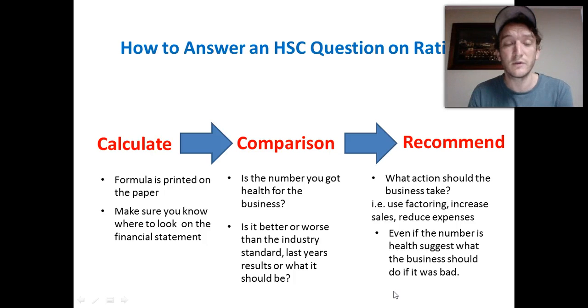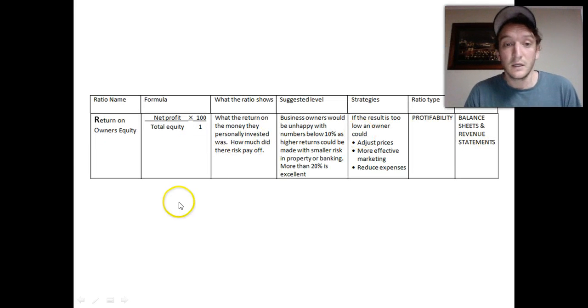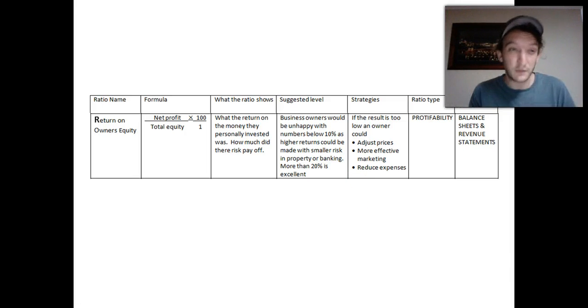Okay, we've covered this already, but very quickly to remind you, in order to answer these questions properly, you have to run the calculation, you have to run a comparison, is the number healthy or sick, and then you need to make a recommendation for the business. Okay, return on owner's equity. 10% is a good result. More than 20% is an excellent outcome. If the result is too low, what an owner could do is adjust their prices to try and improve that net profit. They could bring down their expenses, which will also bring up their net profit. More effective marketing strategies could be a way of doing it, because it would increase sales, depending on how much the marketing strategy costs, of course.